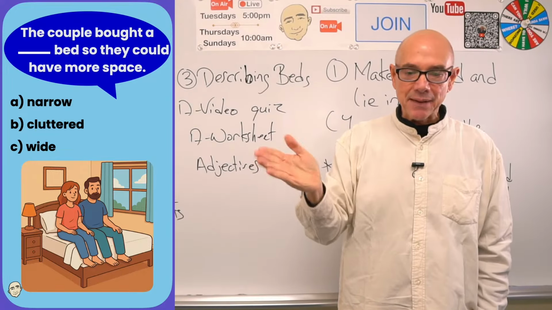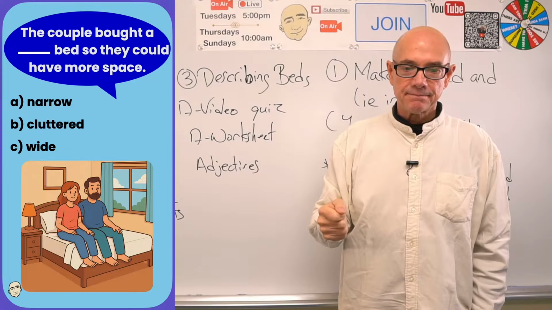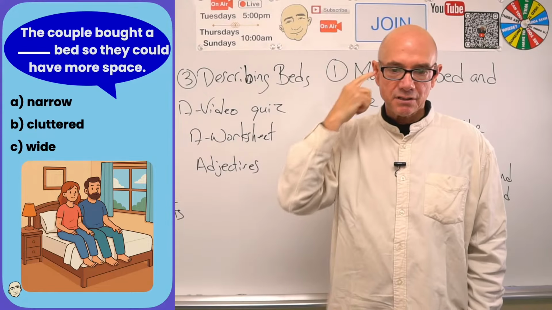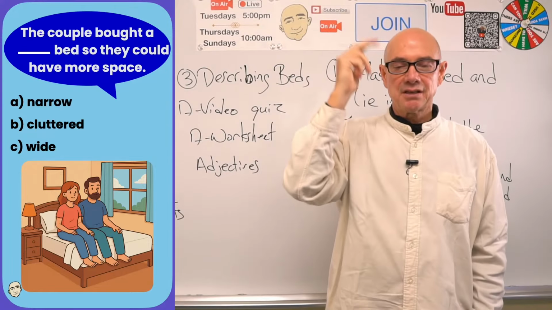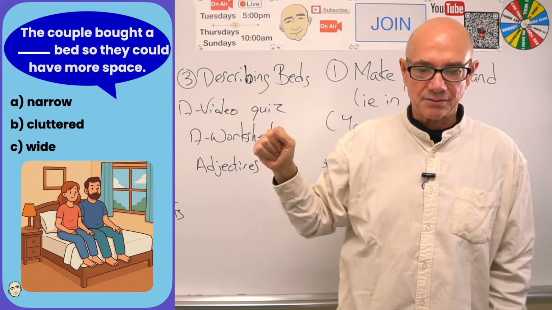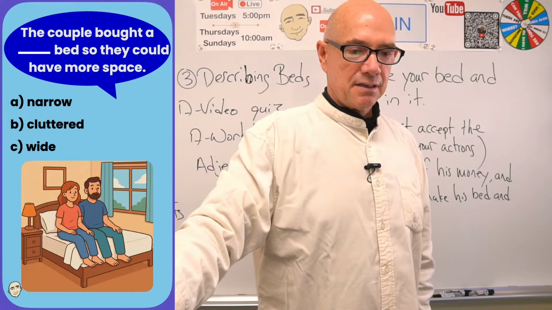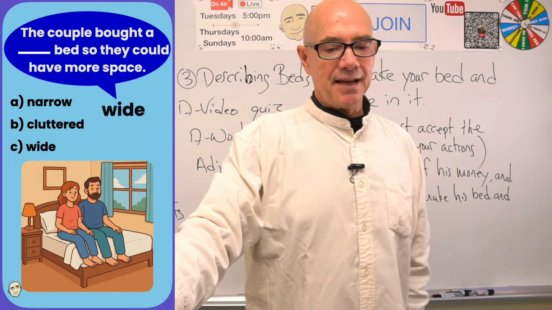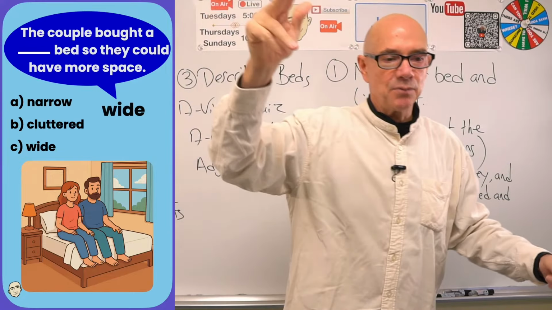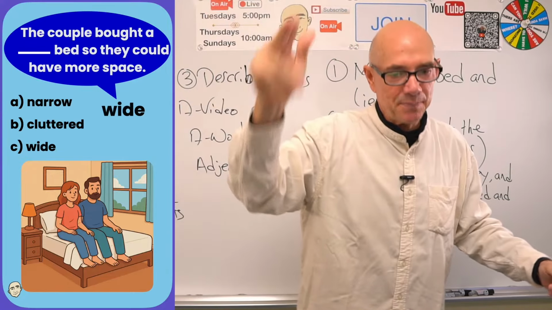Big, yeah, bought a big bed, that works. Spacious, that works too. King size works. So there's lots of words that mean the answer, right? There's not just one word. And we know what it is. It's wide. So the couple bought a wide bed so they could have more space. More space to turn while they're sleeping. Extra large, yeah, okay, Casa Magna.